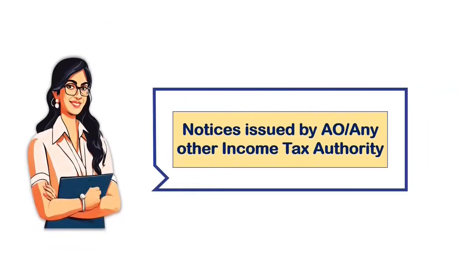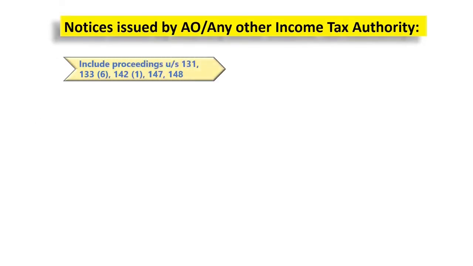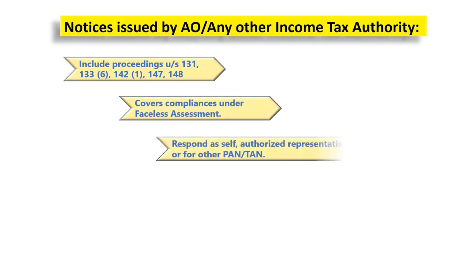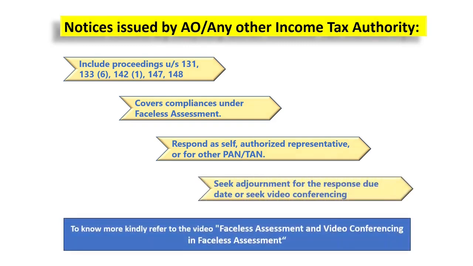Notices issued by assessing officer or any other income tax authority, which include proceedings under section 131, 133 subsection 6, 142 subsection 1, 147 and 148, are covered in the e-proceedings section. It also covers compliances under faceless assessment. The taxpayer can respond as self, authorized representative, or for any other PAN or TAN. Taxpayer can also seek adjournment for the response due date or seek video conferencing in this functionality.